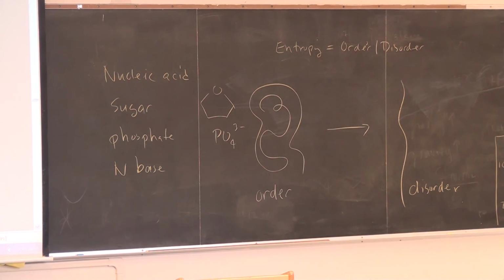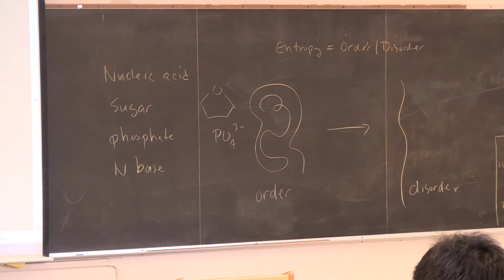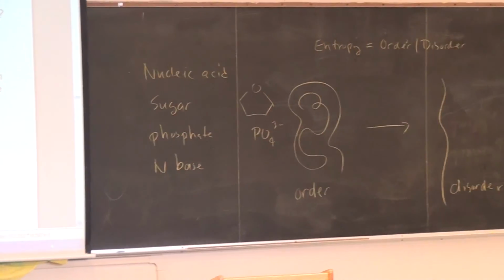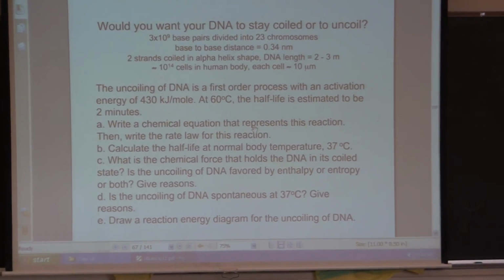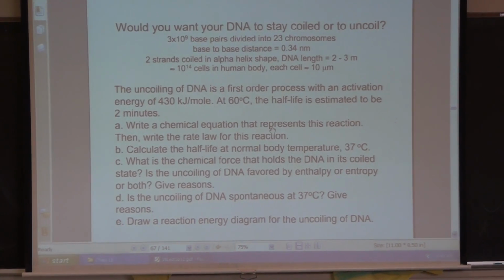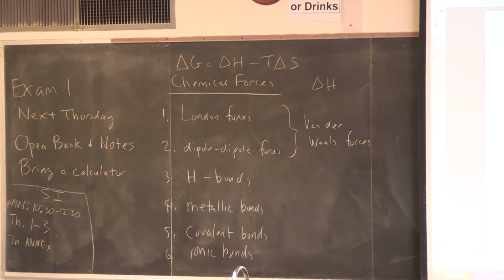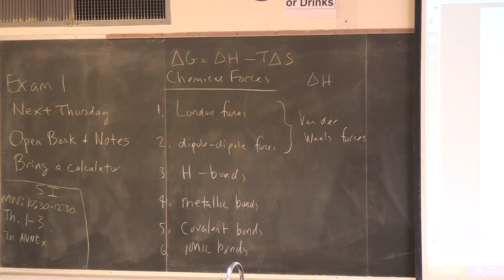Okay, so let's see. Is the uncoiling of DNA spontaneous at 37 degrees? We know it has a long half-life, but what does half-life have to do with whether a reaction occurs or does not occur? Remember at the beginning of our discussion of reaction rates, we said that energy is involved in every chemical reaction, but we can split it up into two different types of thinking. One way is, does a reaction occur? The other way is, how fast does a reaction occur?